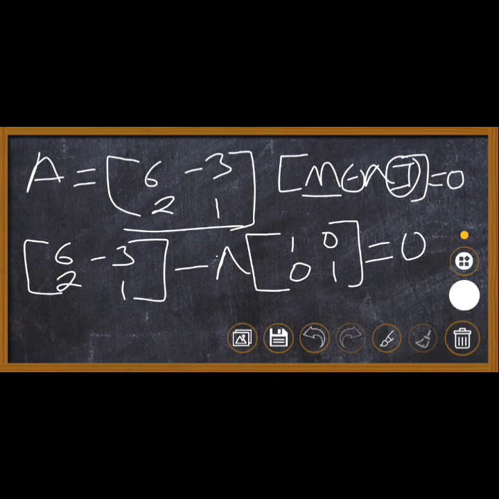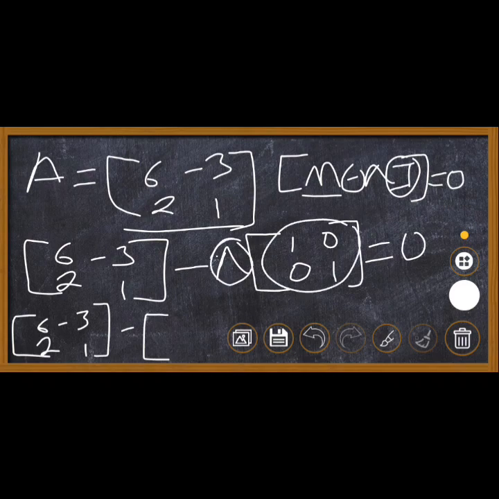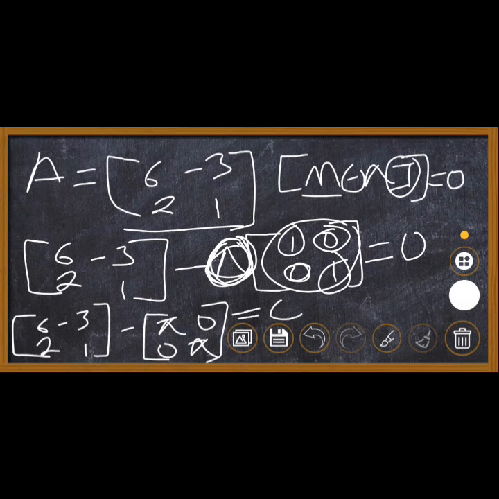Okay, so let's simplify this. We know here we have 6, 2, -3, and 1. Then we are subtracting, so let's multiply this π throughout the matrix. So π multiplied by 1, we are going to have π. Then π multiplied by 0, we are going to have 0. Then π multiplied by 0 here, we are going to have 0. Then π multiplied by 1, we are going to have π. So all of this equals 0.